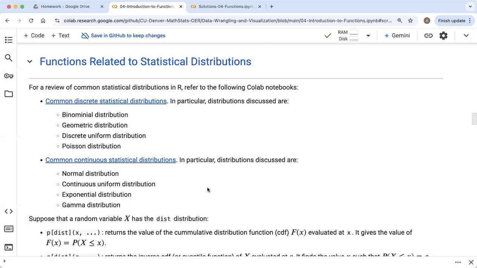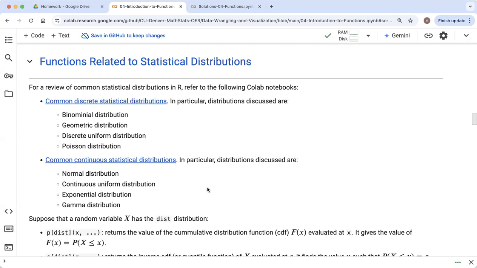Okay, welcome everyone. In this video, we want to continue working with functions. And so we're working with this same Colab notebook on functions, which is linked in the description of this video. And the functions that we're going to work with here are a little more advanced. So they're going to be related to statistical distributions.